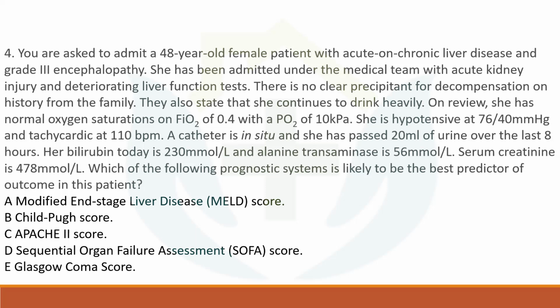Her bilirubin is 30 micromoles per liter, alanine transaminase is 56, creatinine is 478. Which of the following prognostic systems is likely to be the best predictor of outcome in this patient? The options are MELD score, Child-Pugh score, APACHE II score, SOFA score, or Glasgow Coma score.